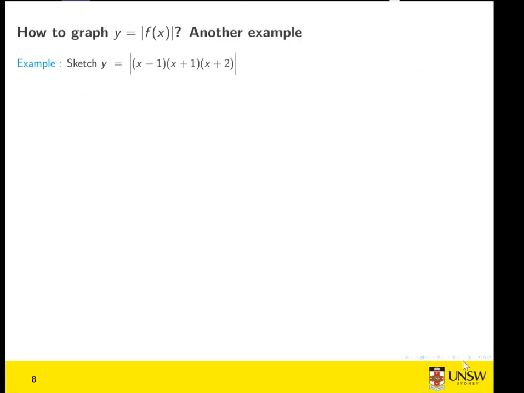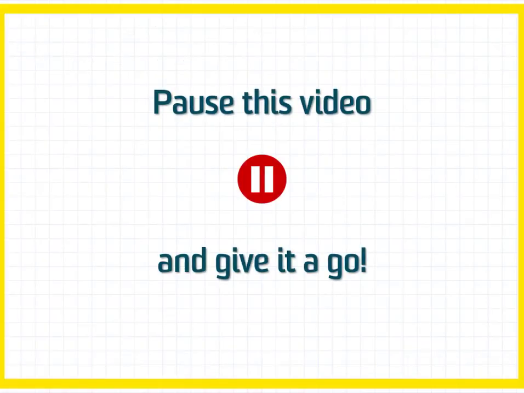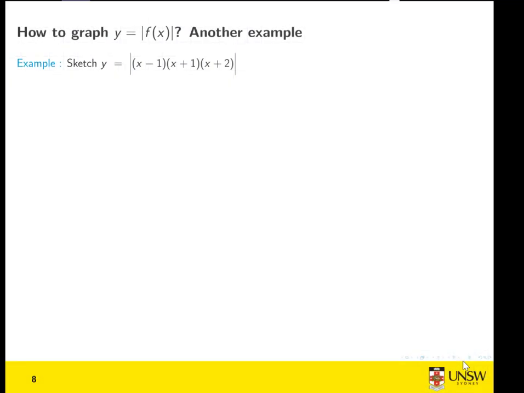Let's look at another example. Again, what is inside the absolute value is well known. That's a cubic, and we know how to sketch a cubic. So the first thing we will do, we will actually sketch the cubic. So step 1, we will sketch y is equal to x minus 1 times x plus 1 times x plus 2. We're very lucky because it's already factorized, so finding the x-intercepts will be really easy.